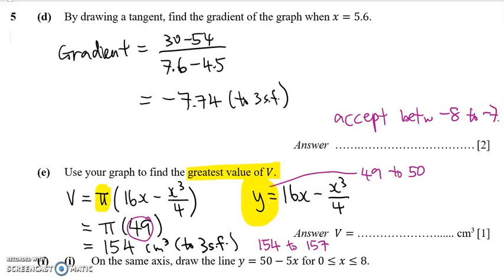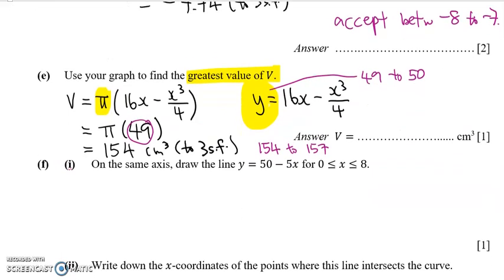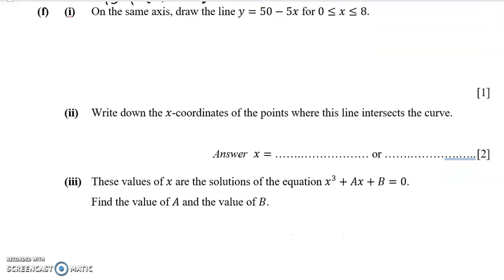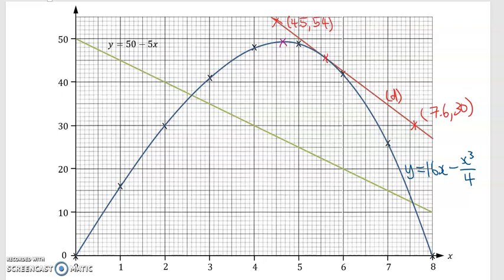Let's go on to the next part. The next part wants us to draw the line y equals 50 minus 5x on the same axis. If we go back to the graph, the line in green here is actually y equals 50 minus 5x. If you're not sure how to draw this line, you can plot out a table. Sub in some values of x, choose convenient values of x between 0 to 8, then get the corresponding values of y, and plot some of the points to draw this straight line.